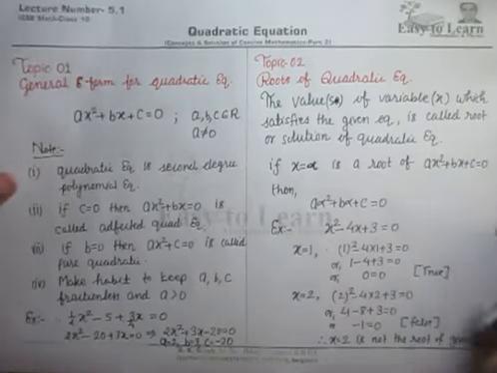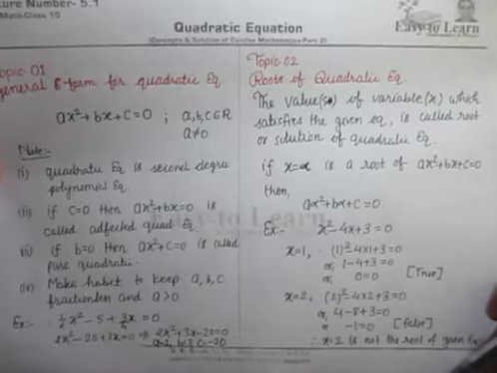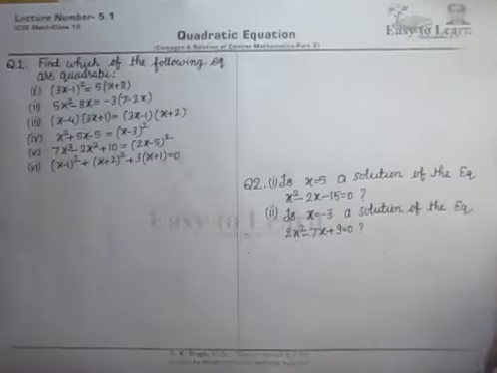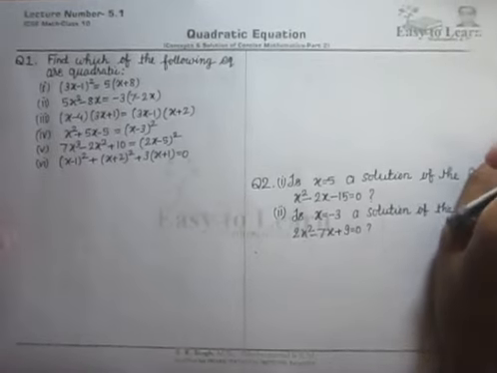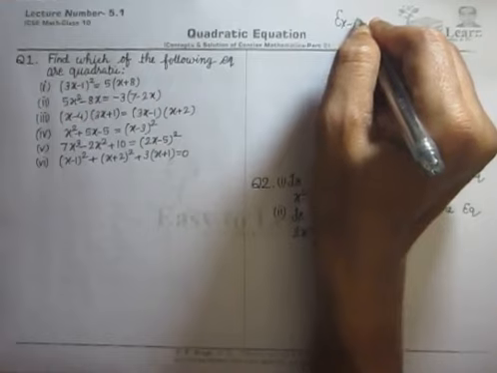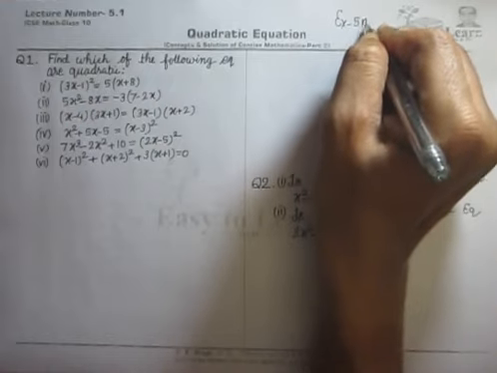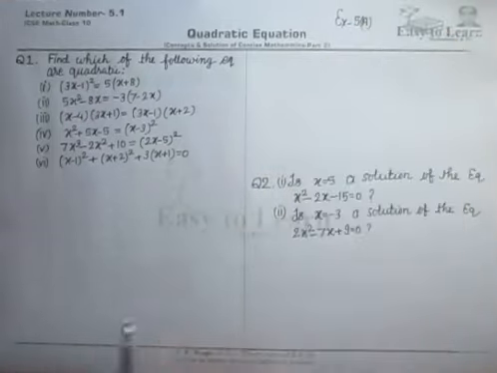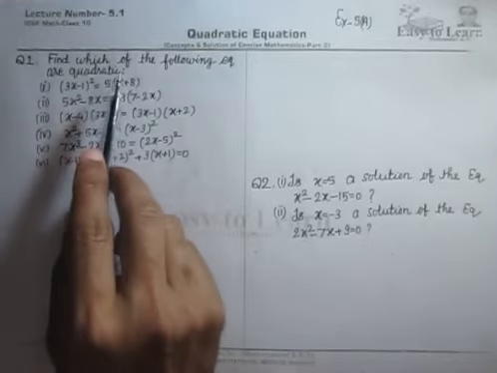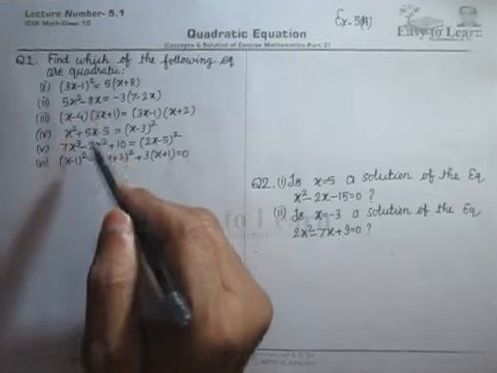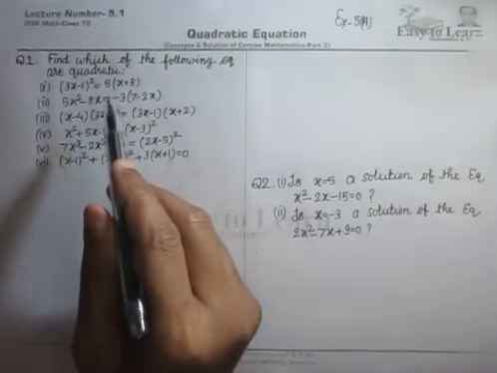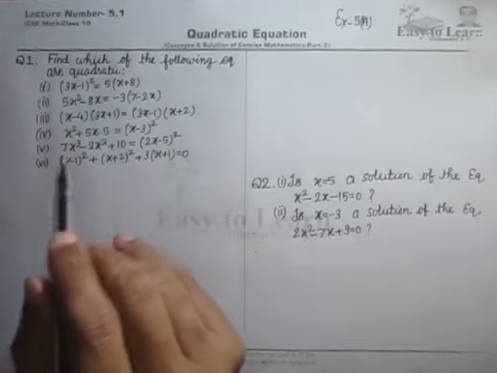Now we will solve the exercise. Now let us solve exercise 5a. The first question is, find which of the following equations are quadratic. So here some equations are given to you. Now you have to identify which equations are quadratic.